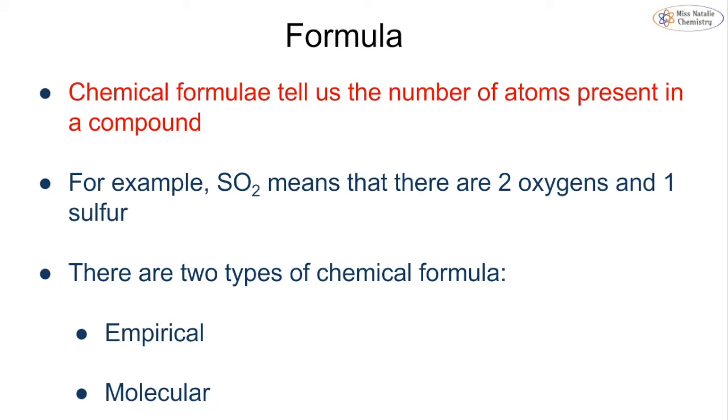So what do we actually mean by a chemical formula? Well, a chemical formula tells us how many atoms are present in a compound. So for example, we've got SO2, which is sulfur dioxide, and that tells us that there are 2 oxygens. So this subscript tells us the number of that atom, and if there's no subscript, it means it must be 1, so there is 1 sulfur. And in terms of the chemical formula that we're going to be looking at, there are 2 that we need to understand what they mean and be able to figure out for a particular substance. And these are known as empirical and molecular formula.